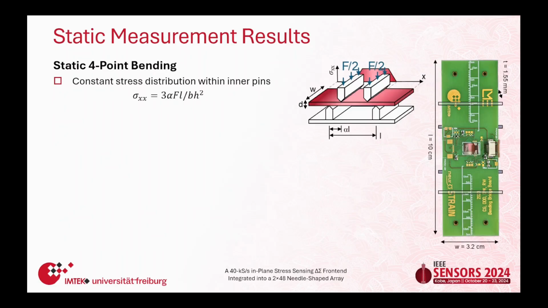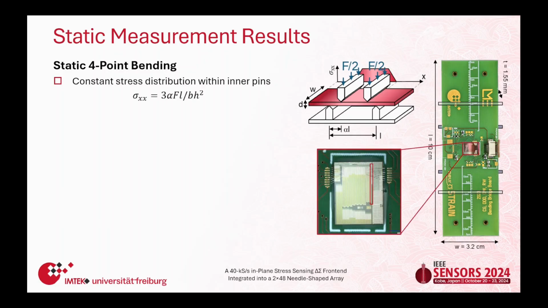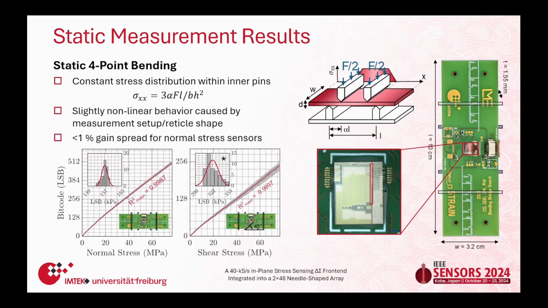What we actually try to do is evaluate our system, and in order to do so, we bonded our sensor reticle on top of a PCB and placed that PCB into a so-called 4-point bending bridge. The nice thing about the 4-point bending is that you have a constant stress profile within the inner 2 loading pins, and therefore it's nice to evaluate the linearity of our sensor.